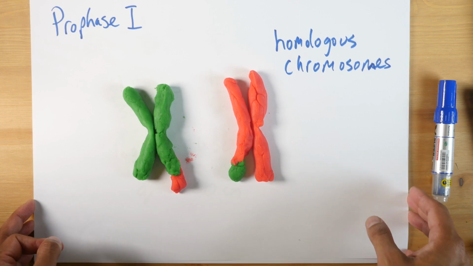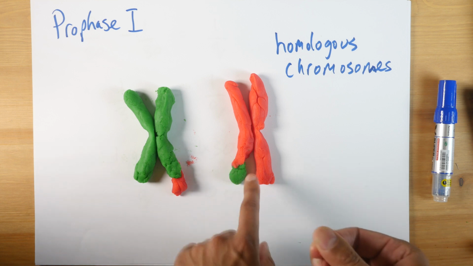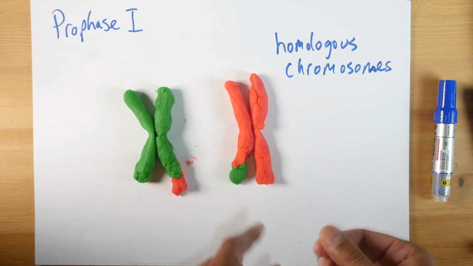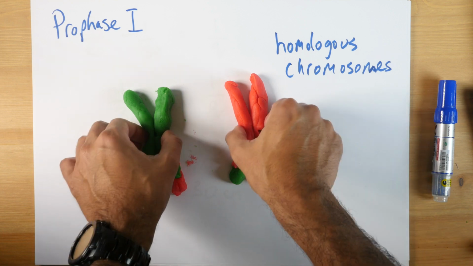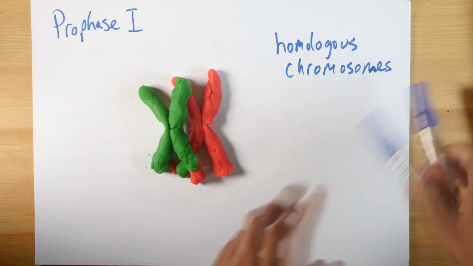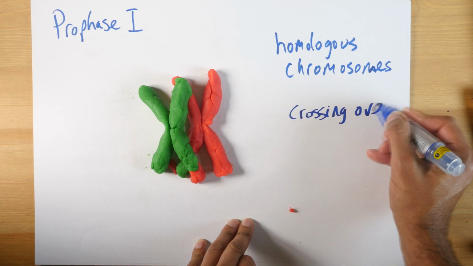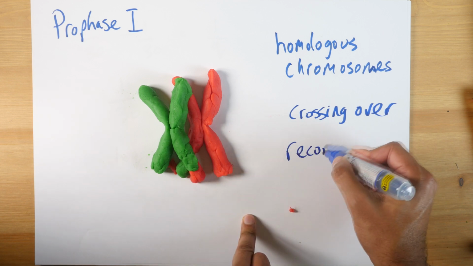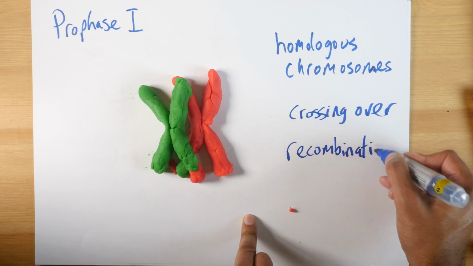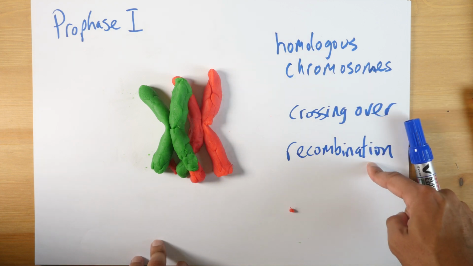In fact, one set of parents can produce something like 70 trillion different combinations of children, purely because of the amount of swapping over of genes that occurs during meiosis. So to summarize, homologous chromosomes line up, crossing over happens, and recombination occurs. Recombination is the swapping of genes. So just make sure you know those three points.